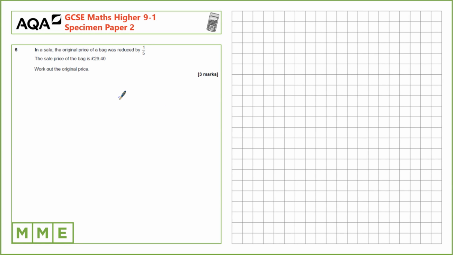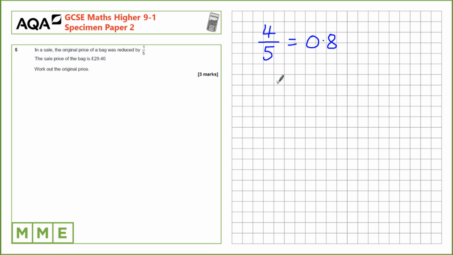Question 5. In a sale, the original price of a bag was reduced by 1/5. The sale price of the bag is £29.40. Work out the original price for 3 marks. If it was reduced by 1/5, then that means the current amount is 4/5 of the original price, or 0.8.